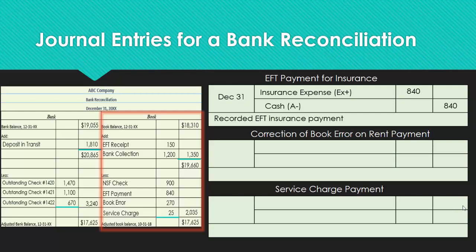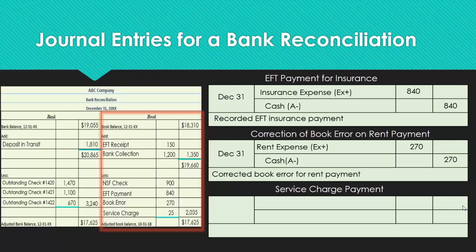Correction of book error on rent payments. So what happened here? If you will recall from earlier, we recorded a check for $690, which was apparently to pay our rent to somebody else, when the number should have actually been $960. So it was misrecorded by $270. Well, to fix that, since it should have been higher on our books, we have to increase the amount of rent expense that we recorded. That is for the difference between what we originally recorded and what it was supposed to be. And because it's under the less section on a bank rec, it's also going to get credited to cash. Corrected book error for rent payment.